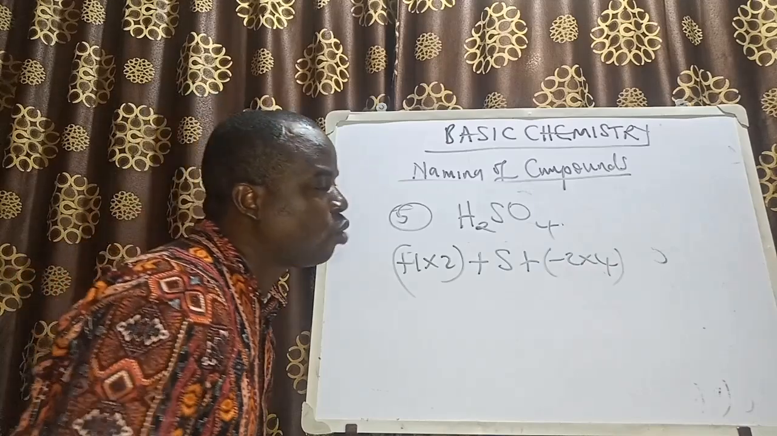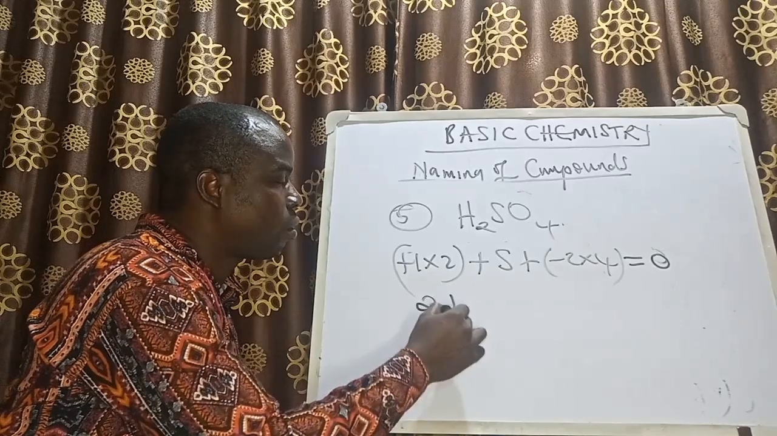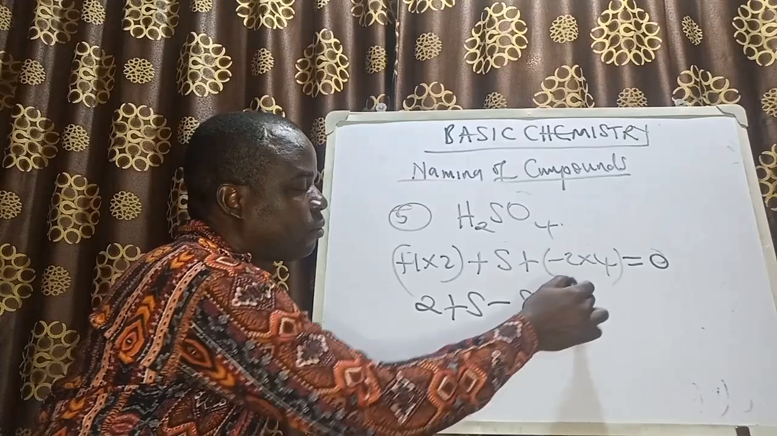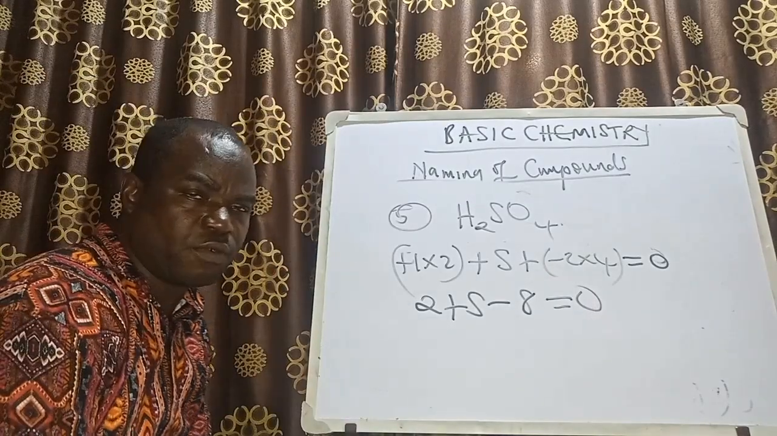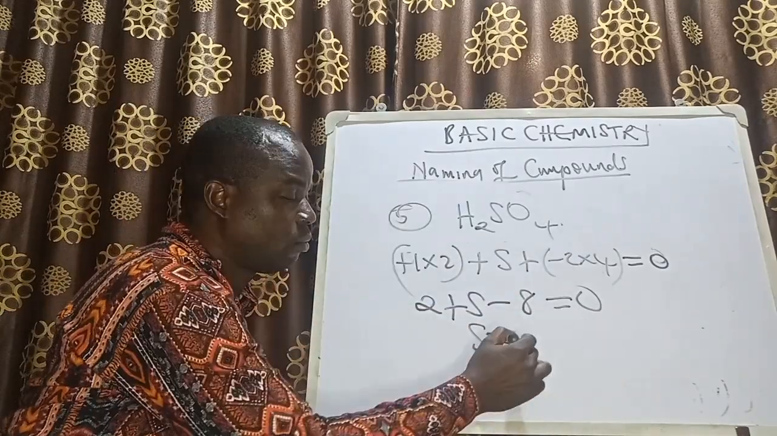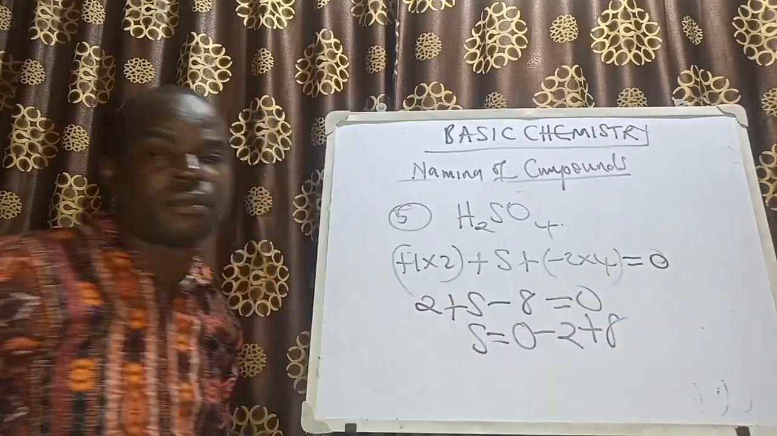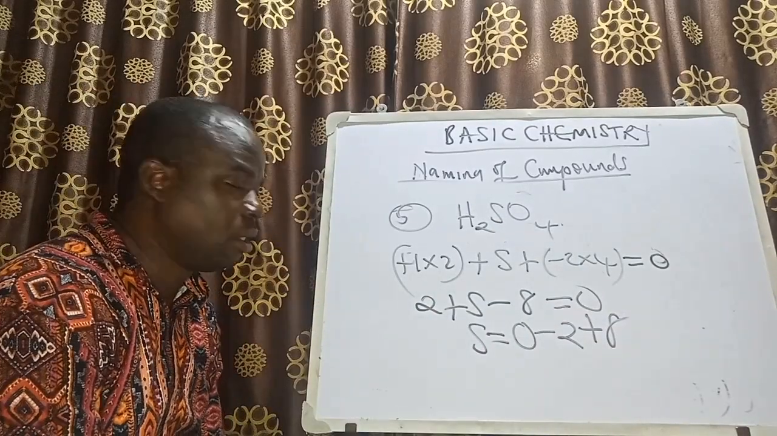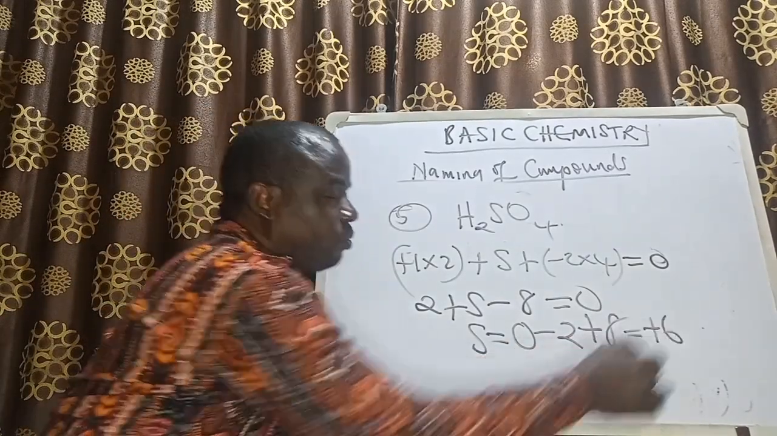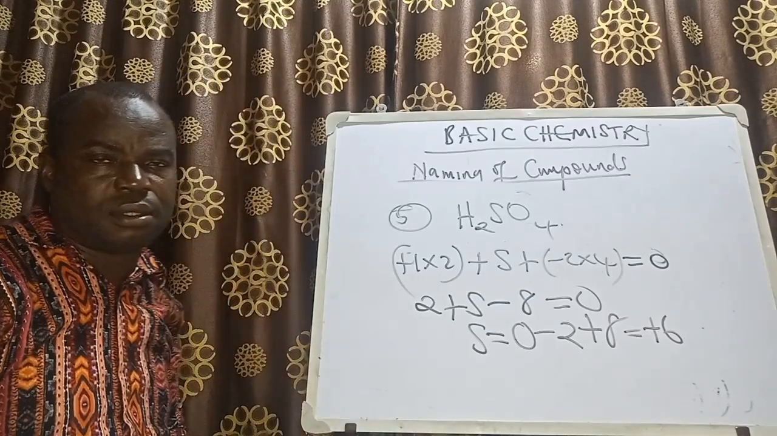So if I solve that now, equal to 0. If I solve that now, I have 2 plus S, plus minus is minus 2 times 4 is 8. We now make S the subject of the formula. Now we have this one here, 0 minus 2, this one here, plus 8. Are you with me? If you solve this, 0 minus 2 plus 8 will give you plus 6. Now I have 6 as my answer, but how do I now pronounce it?